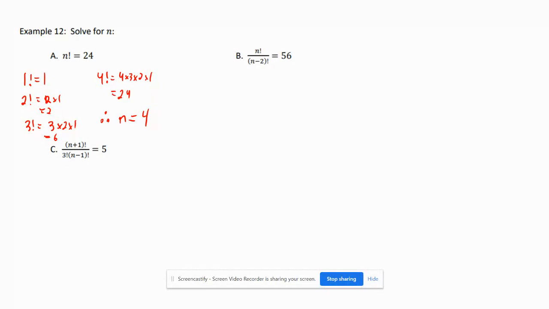Okay, guys, there's not a real nice way to do this question over here. There is, using n times n minus 1 times n minus 2 and stuff like that, but the problem is we don't know where we're going to stop for this question, right? So there's not a nice way to do this one algebraically, but we just have to do guess and check for this one.